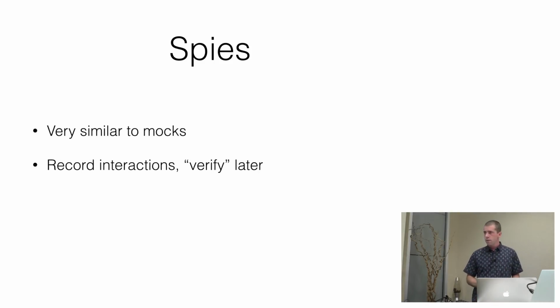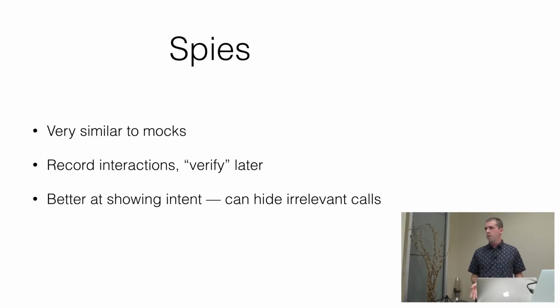Spies are a little bit different, though, because instead of expecting something to happen before it happens, you just observe stuff happening, and then after it happens, you verify that it happened. So it's kind of a before versus after. But the APIs between Mockito and EasyMock are pretty similar. It's just this before and after thing.